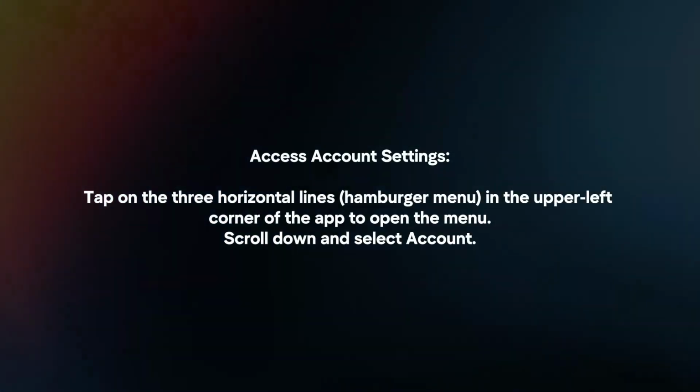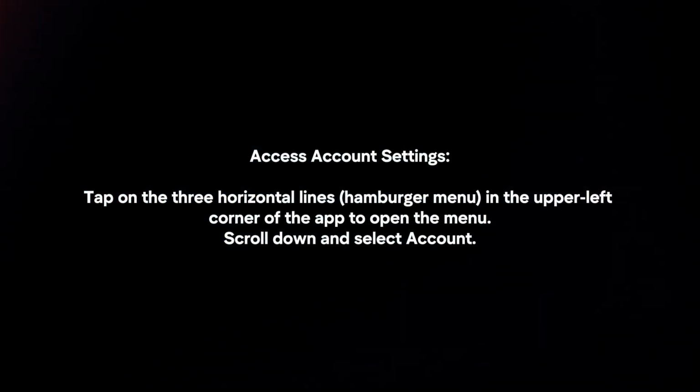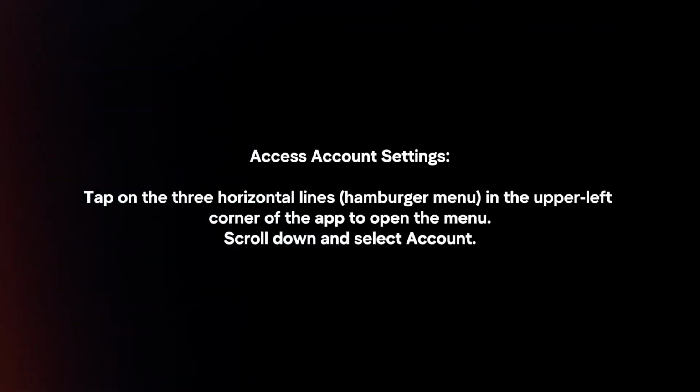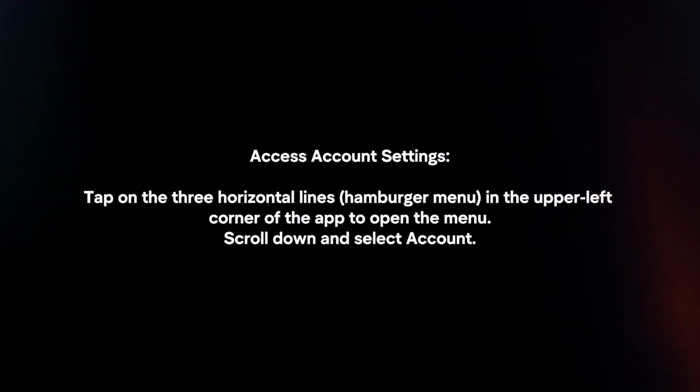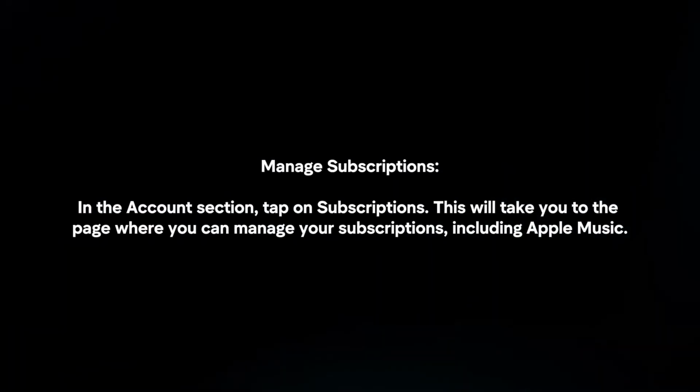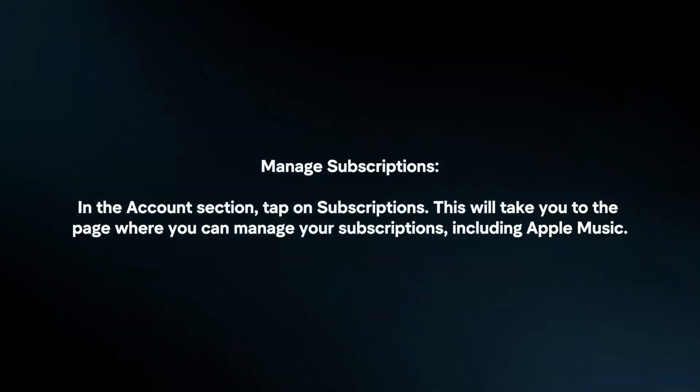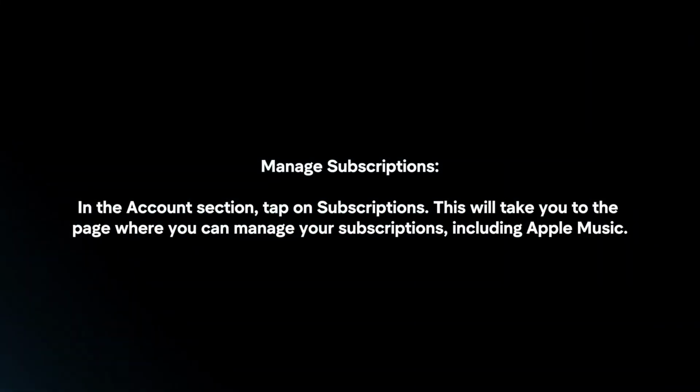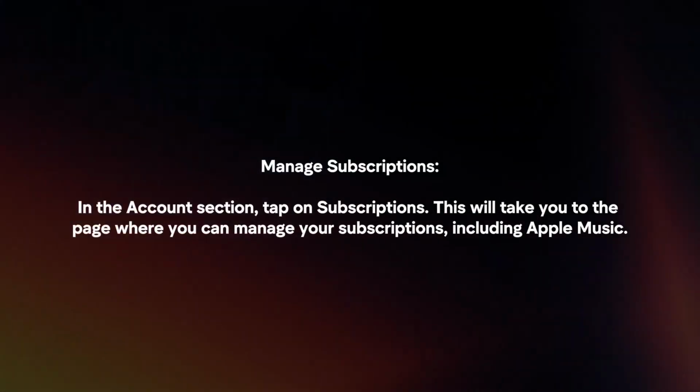Access account settings. Tap on the three horizontal lines in the upper left corner of the app to open the menu. Scroll down and select account. Manage subscriptions. In the account section, tap on subscriptions. This will take you to the page where you can manage your subscriptions, including Apple Music.